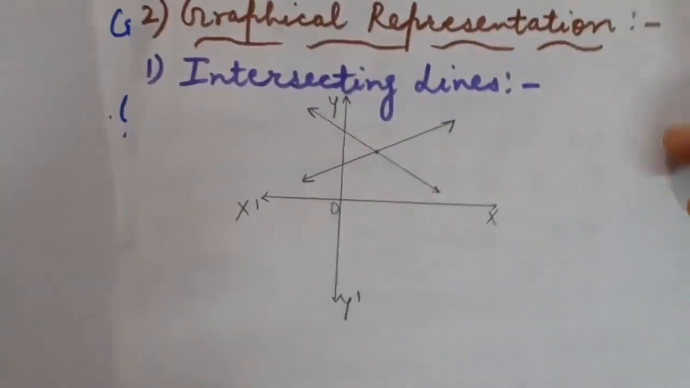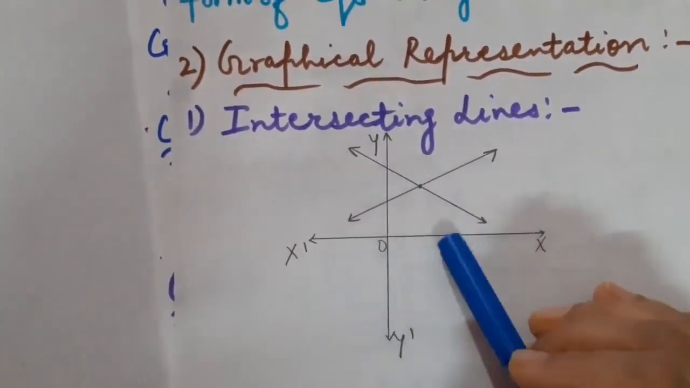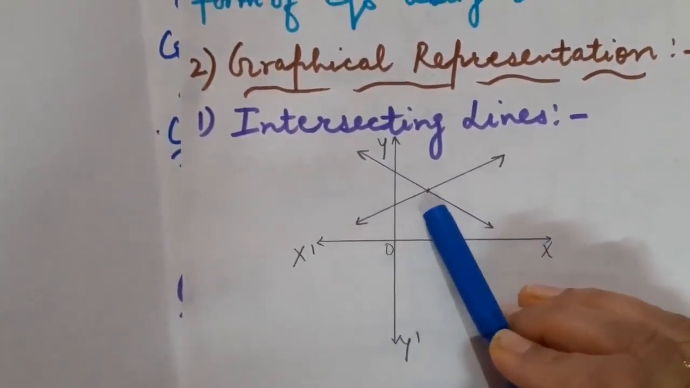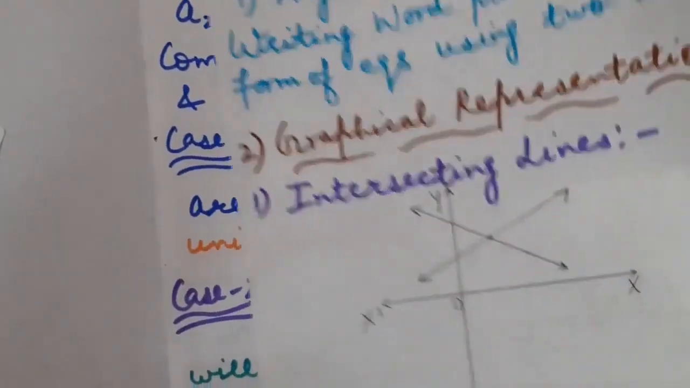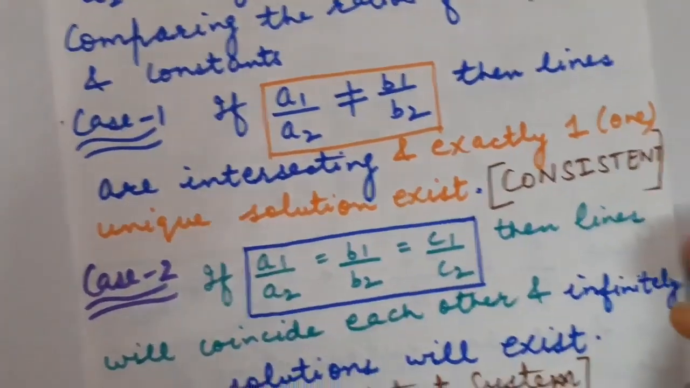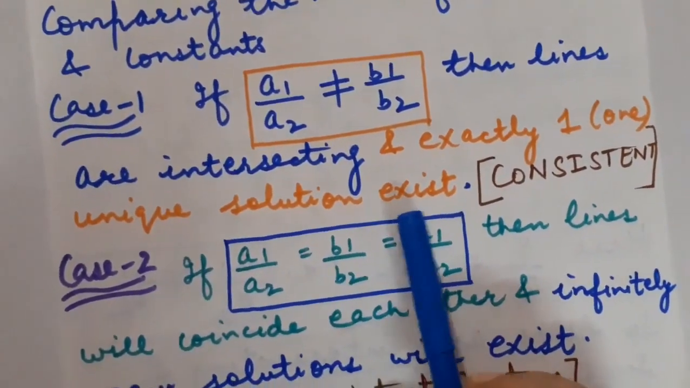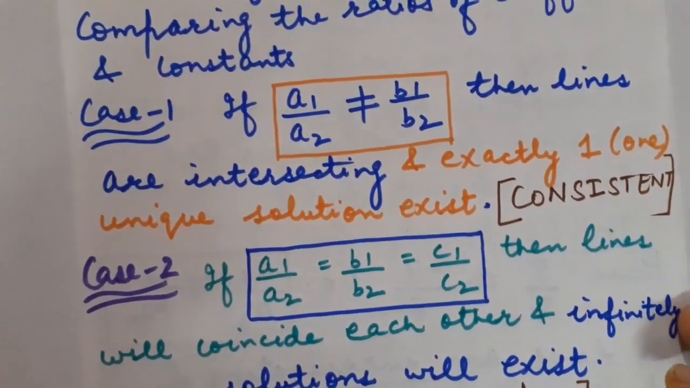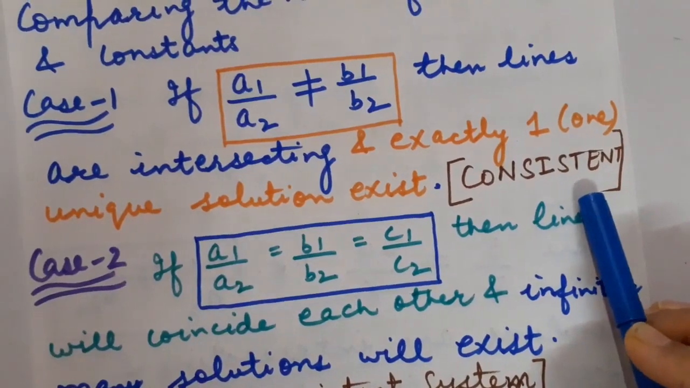See, this was the graph of the intersecting lines. Here you can see, children, that both the lines intersect each other exactly at one point. That very point will be considered the solution of the pair of linear equations. So that's why it is said that exactly one solution will exist. And what kind of system will it be? The pair of linear equations will be called consistent. Fine.